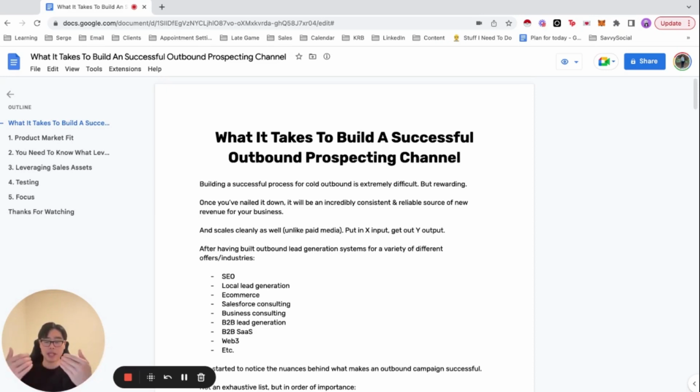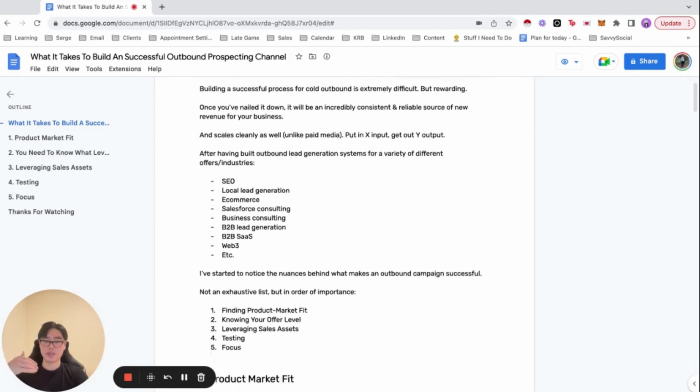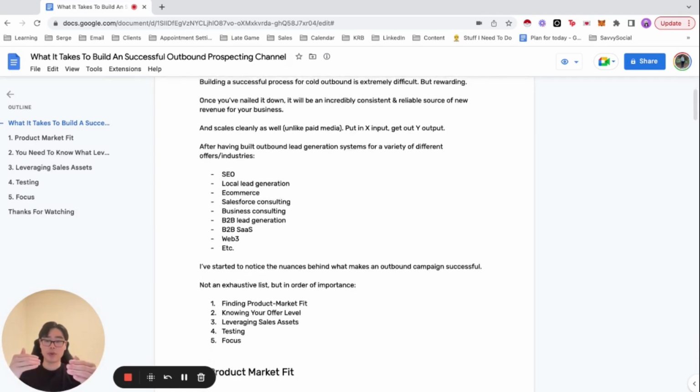Now, after having built outbound lead generation systems for a variety of different offers in industries such as SEO, local lead generation, e-commerce offers, Salesforce consulting offers, business consulting offers, B2B lead generation, B2B SaaS, even Web3 offers, and more, I've started to notice the nuances behind what makes an outbound campaign successful. Now, this isn't going to be an exhaustive list, but in order of importance.